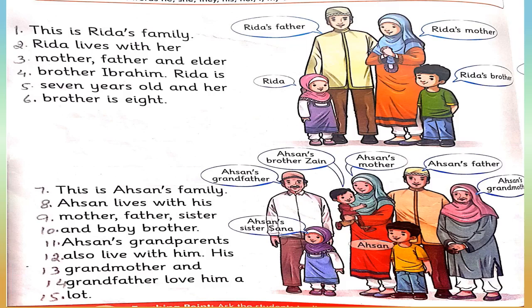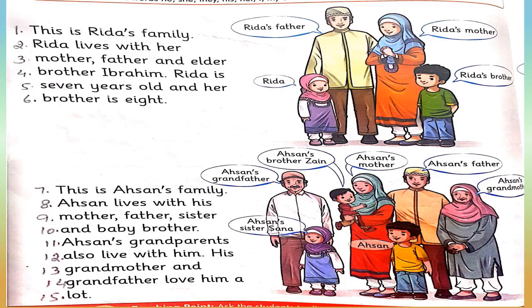Before we start, we have to write down counting. We have to write down numbers before each line. There are 15 lines on page number 20, so write down counting from 1 till 15. Okay, put your finger on line number 1.